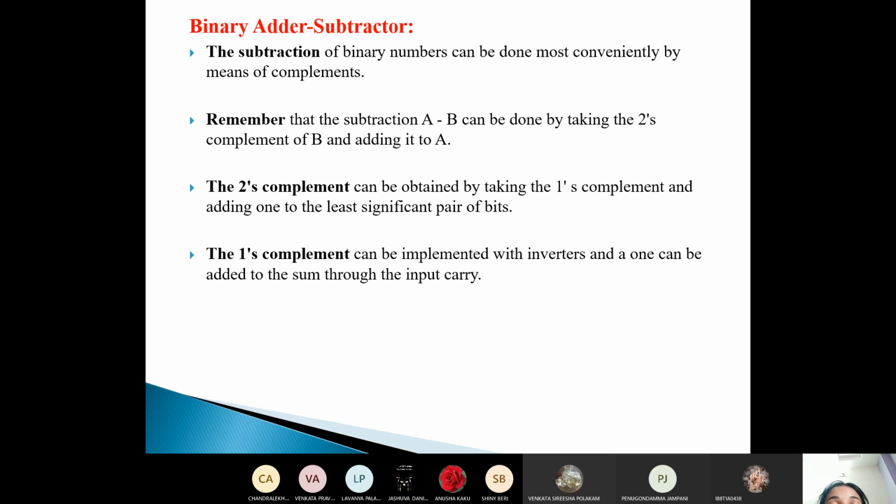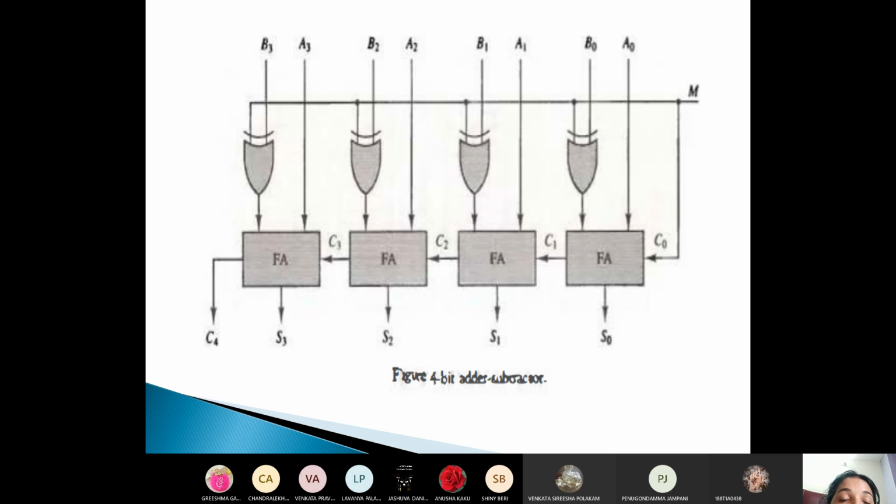Next, binary adder-subtractor. The addition and subtraction binary operations can be combined into one common circuit by including an exclusive-OR gate with each full adder. A 4-bit adder-subtractor is shown in the figure. The mode input M controls the operation. When M equals 0, the circuit is an adder, and when M equals 1, the circuit becomes a subtractor. This is the diagram of the adder-subtractor.